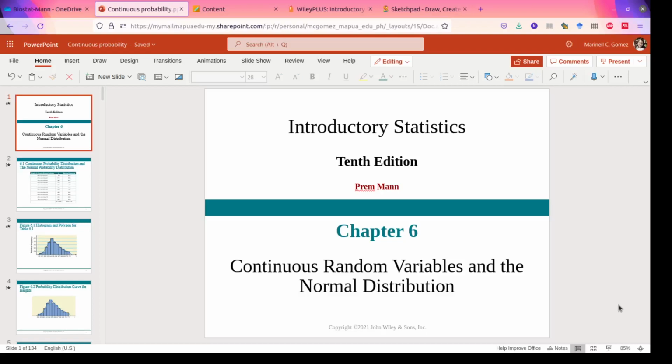Good day. So our lecture for today is about the continuous random variables and the normal distribution. If you notice, I am not actually using a presentation mode because we will need to switch views and windows for this one. Again, our reference book for this one is Prem's Introductory Statistics.